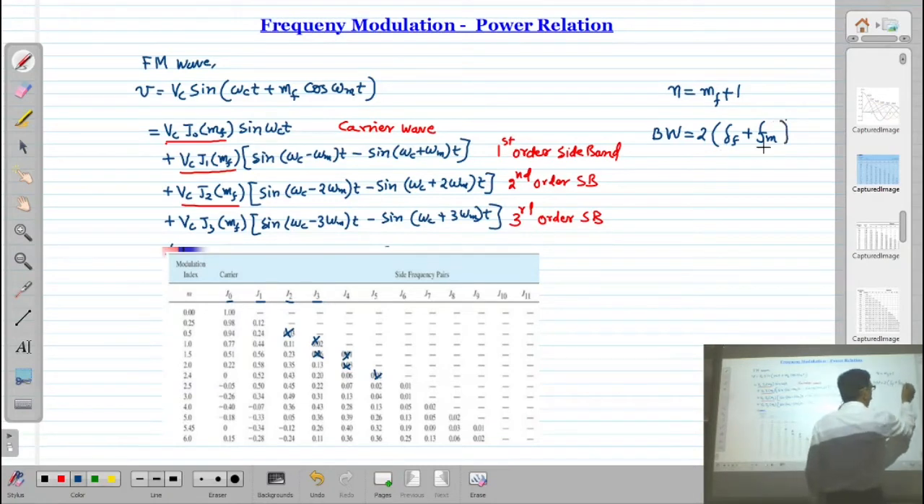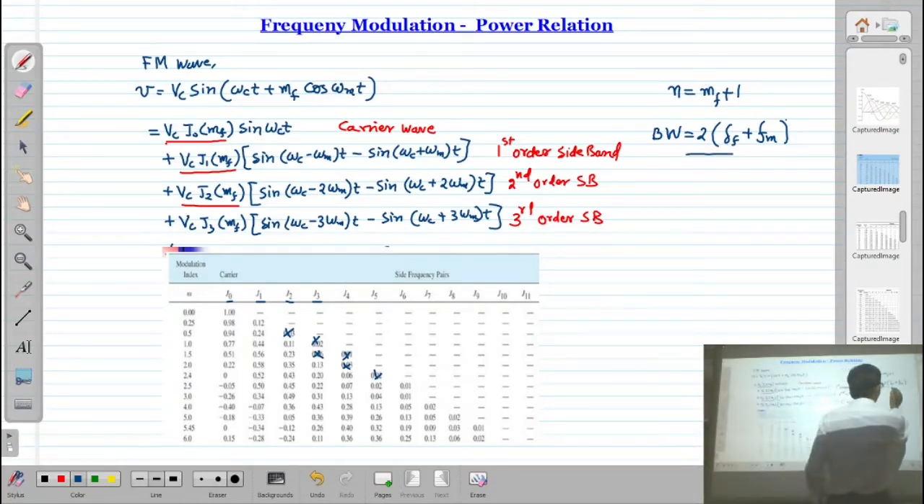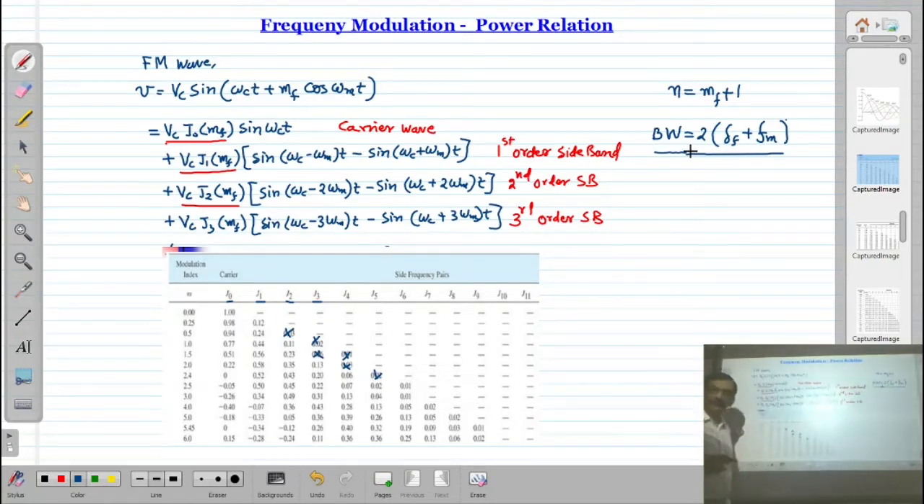Delta F is called the peak frequency deviation and Fm is the modulating frequency. This is known as the Carson rule, and you can approximately find out the bandwidth of the signal. Correct?